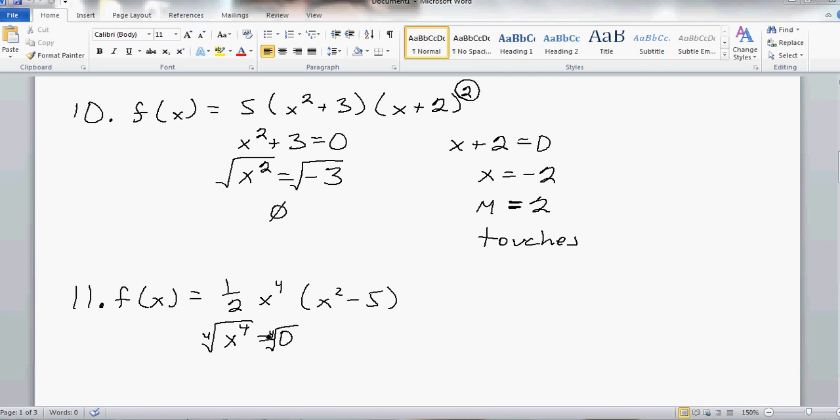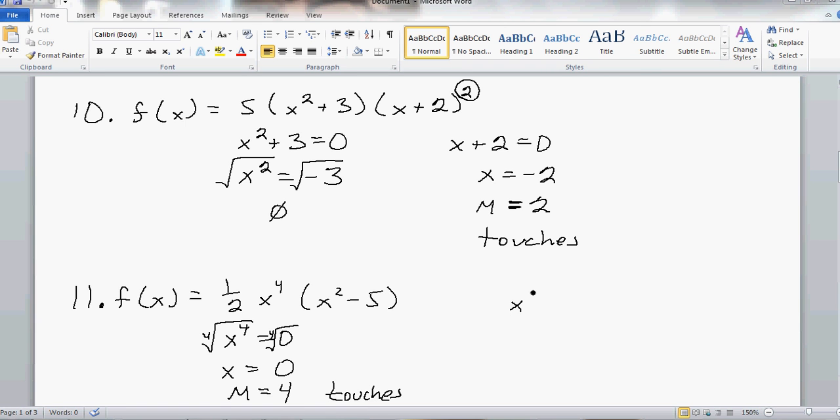Technically this is plus or minus because we're taking an even root, so it would be plus or minus 0, but that doesn't make any sense either. So x equals 0. But since it was being taken to the fourth power, that means the multiplicity here is 4. And as I previously mentioned, since multiplicity is even, it touches the x-axis and then goes immediately away from it.